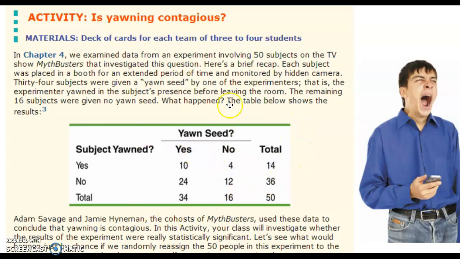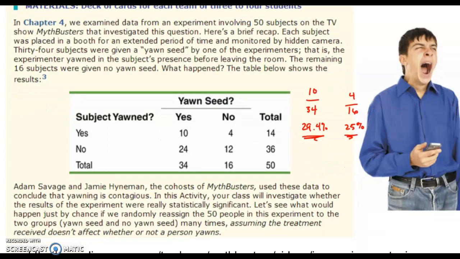So here are the results of the experiment. You can see that when they were given a yawn seed, when the person yawned at them, 10 out of 34 people proceeded to yawn, which is about 29.4%. Of the people that were not given a yawn seed, only 4 out of 16 people yawned, which is 25%. So you can see that this number is slightly bigger than this number. But 4.5% bigger, is that a big difference or not?